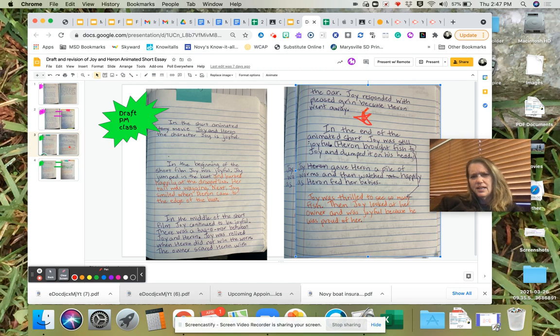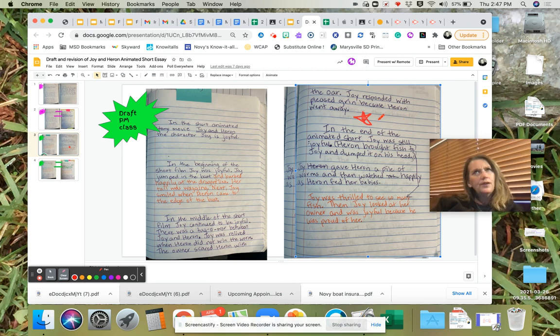Then probably something like, it seemed like Joy was grateful to the owner. Something about the connection with the owner there. Joy was grateful to the owner. Let's see. Joy responded with a pleased grin because Heron went away. She was happy that her owner stuck up for her. That would make it a little bit more clear. So that's what I would add in right there. All right, now your turn to give it a go on your essays.